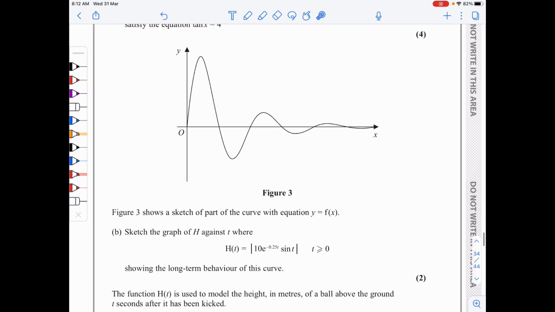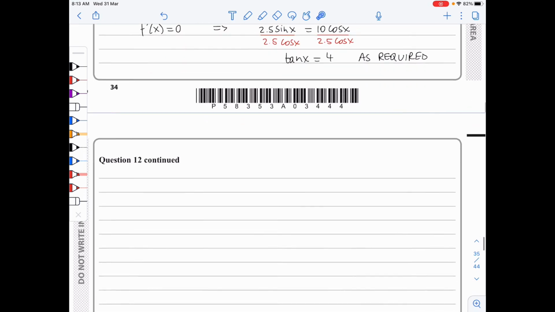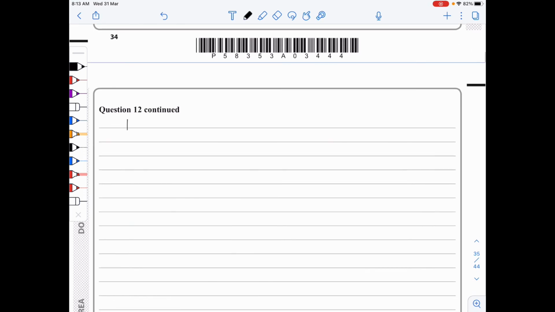And then they show us a sketch of the curve, and then we move on to h of t, which is the absolute value of what we originally had as f of x. And we need to sketch the graph showing the long-term behavior of this curve. The fact that the modulus there is making everything positive means that we have a function that lives entirely above the x-axis. So it's essentially doing this thing.